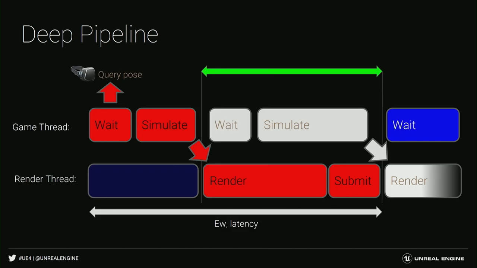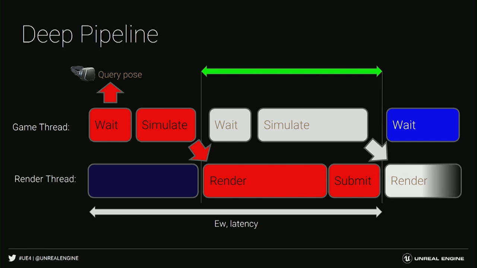A better option is the deep pipeline, which is the pipeline that's used by the Unreal Engine. And as a side note, OpenXR is designed to specifically support this pipeline. In this timeline view, each frame is color-coded. So red frame, white frame, blue frame, et cetera. It should also be noted that this is greatly simplified. There's a lot more going on than just the two threads shown here.